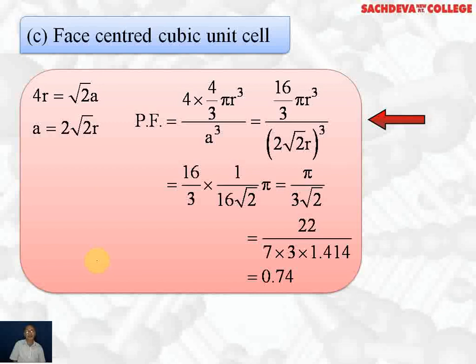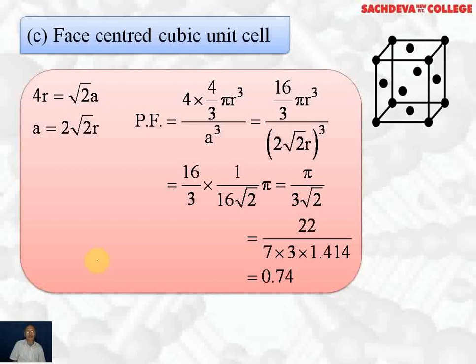Packing fraction will be equal to 4 into 4 by 3 pi r cube divided by a cube. Z is equal to 4 for face centered cubic. That's why we have multiplied it by 4. So it will come out to be 16 by 3 pi r cube divided by 2 root 2 r whole cube. That is, on calculation we get pi divided by 3 root 2. Pi is 22 by 7. So it will come out to be 22 divided by 7 into 3 into 1.414. On calculation we get 0.74. That is, packing efficiency is 74% and free space is 26%.